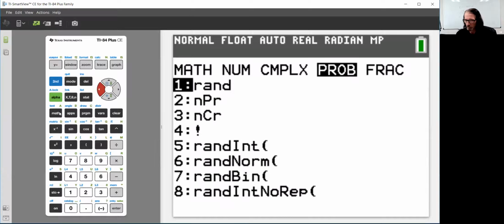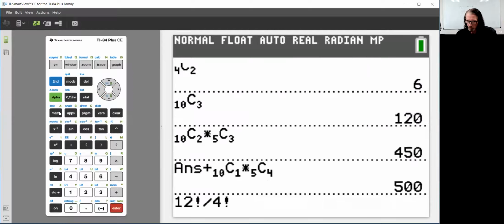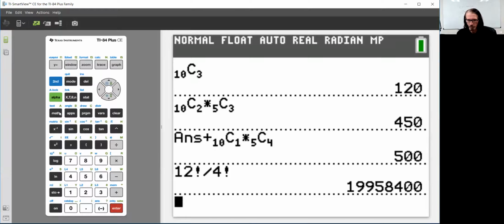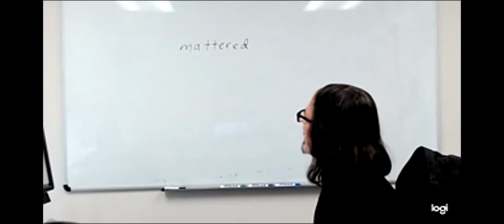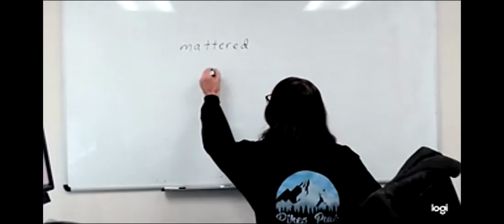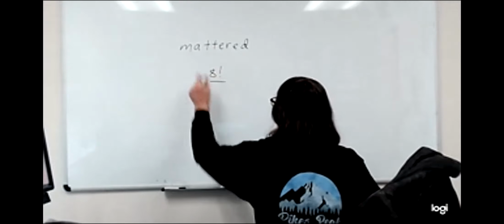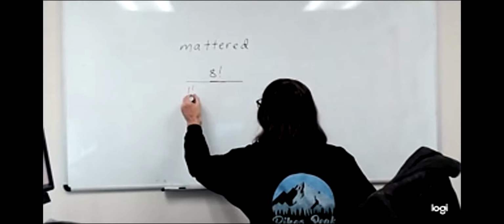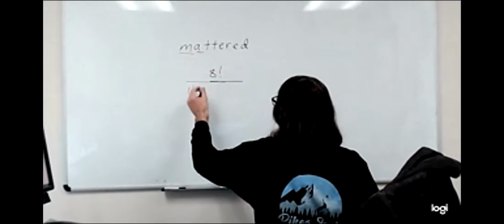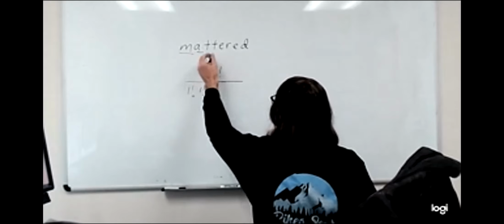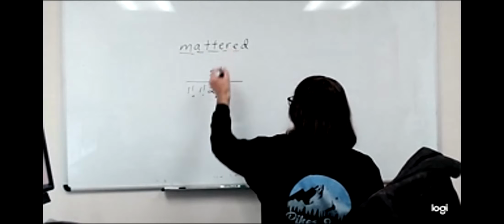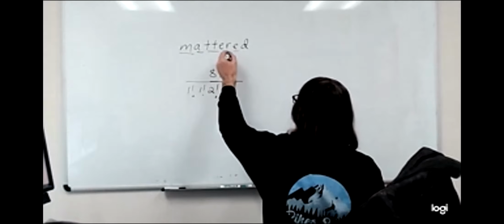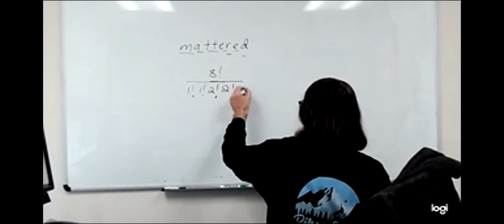There we go. Pretty large number. Let's do one more of those. In the word mattered, we have 8 letters. M shows up once. A shows up once. T shows up twice. E shows up twice. And then R and D both show up once.